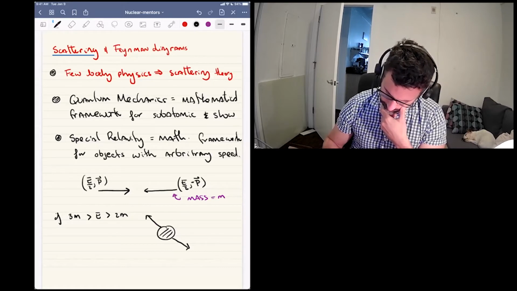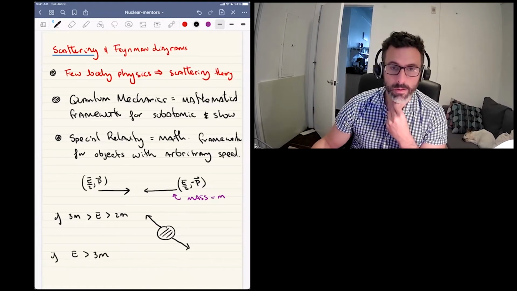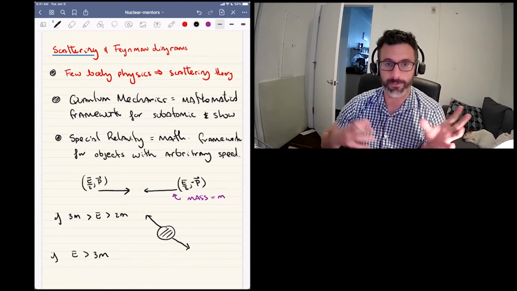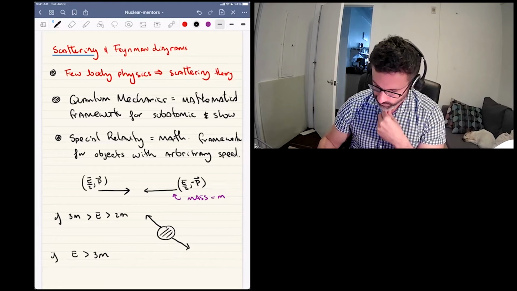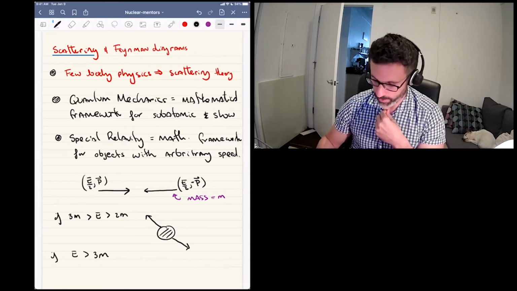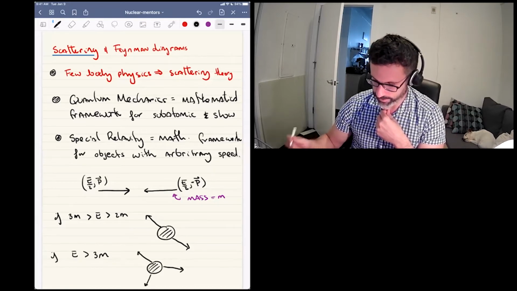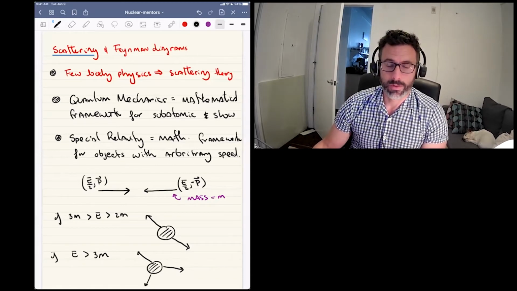But if E is greater than 3m, well, we know that mass is a form of energy. And so this energy can be transferred into the production of a new particle. And so you can have now reactions where you have multiple particles being produced in your final state. In this case, they all have the same mass. Okay, so that's perfectly allowed in nature.